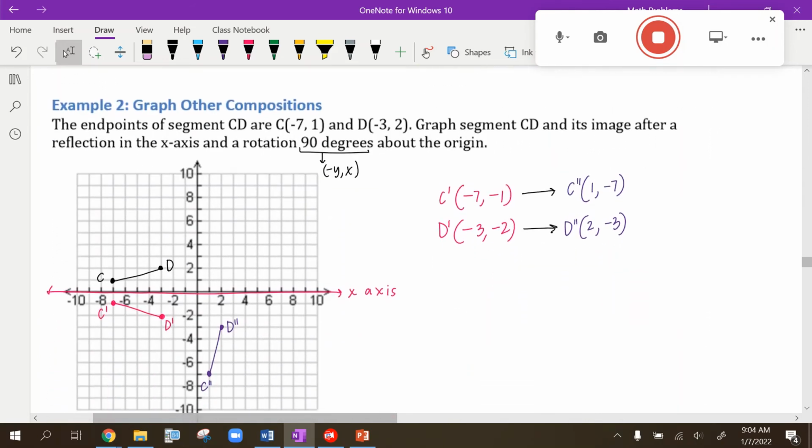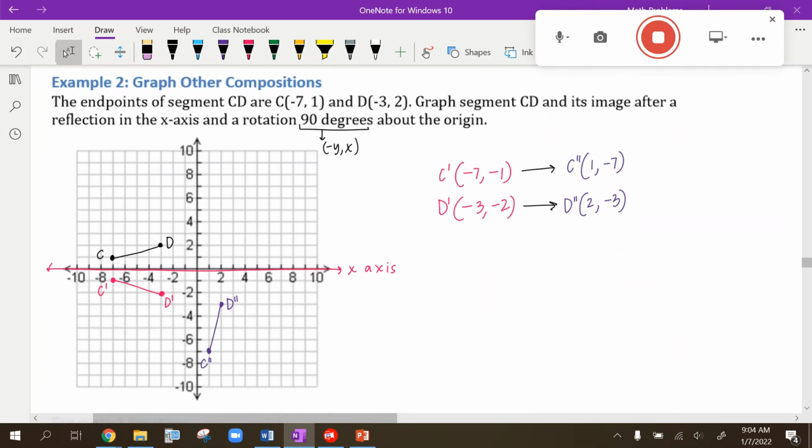Alright, let's do another composition, not just a glide reflection. Again, you still just have to follow the order that is given. So there's nothing really quite new about this. We're just putting everything that we know about translations, reflections, and rotations all together now. So we go ahead and graph segment CD, and it says first to do its image after a reflection in the x-axis and a rotation 90 degrees about the origin. So we have to complete the reflection first. So we'll go over the x-axis. Remember, see how far away is each point from the line of reflection. Go the same distance on the opposite side.